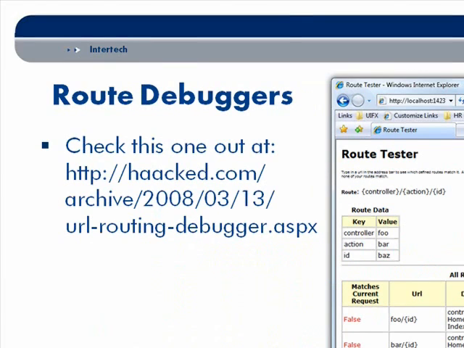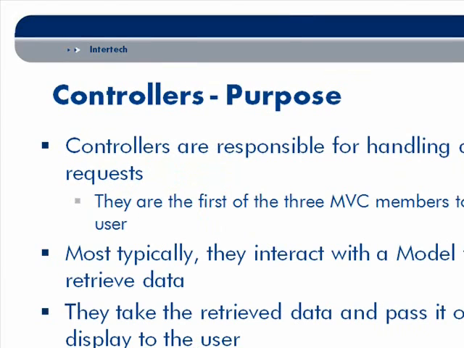Here's a route debugger you can go ahead and navigate to and download off the internet. Now, mind you, there might be some better ones out there available already. This came out in 2008 on March 13th, and you'll notice that it's just showing us some basic information of controller versus action versus ID and whether or not they work correctly. So check out some route debuggers that are available on the internet.